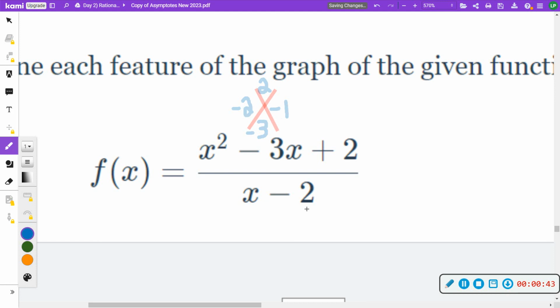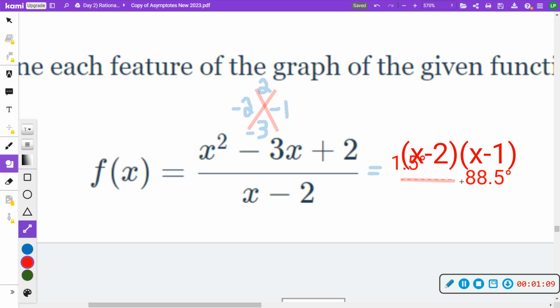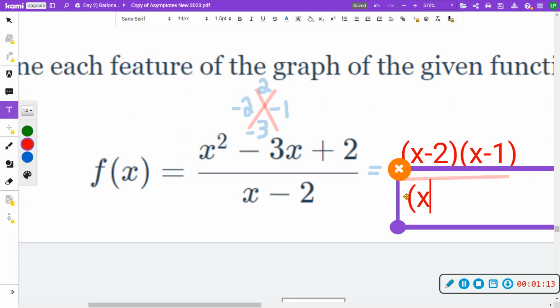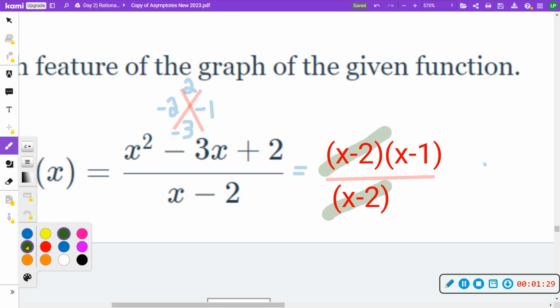And like I said before, normally you will see this number again. So that's one way I help myself factor. So this equals, see the top, we just said factors into x minus 2, x minus 1, and in the denominator, I have x minus 2. So we'll start off, and we are going to eliminate common factors, so those eliminate, and I get just x minus 1.